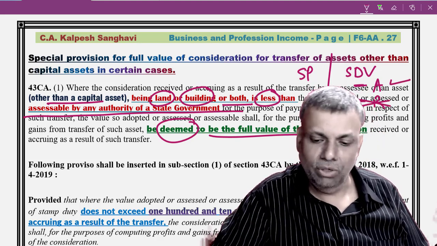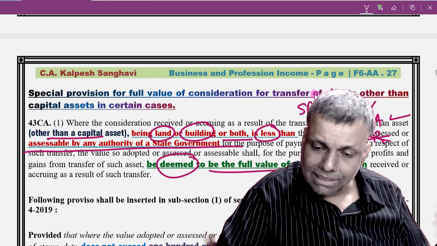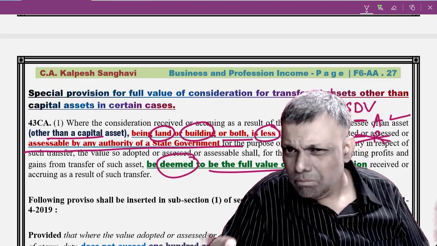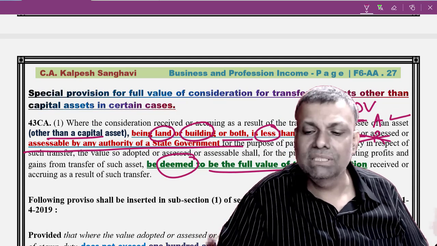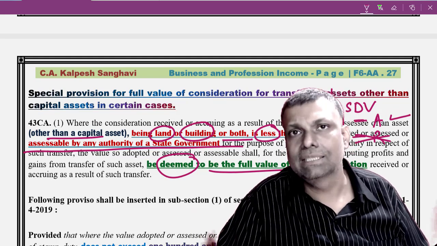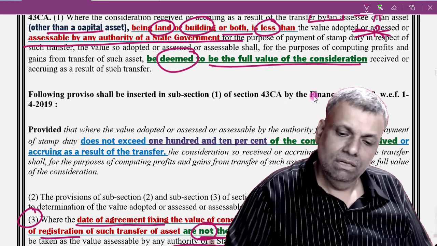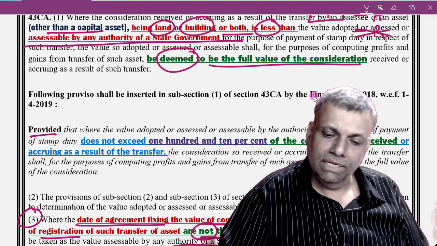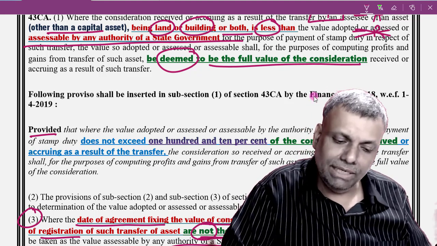Now the second point, there is a tolerance level. If the difference between the actual selling price and the stamp duty value is marginal, then we will excuse you. That means we will not take the stamp duty value. We will accept your actual selling price as the relevant value. Now the proviso says, and here also you are likely to make a mistake, so pay maximum attention.